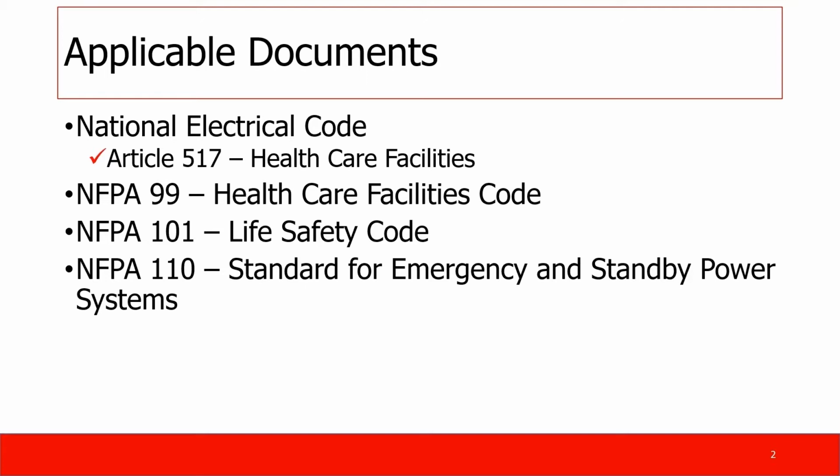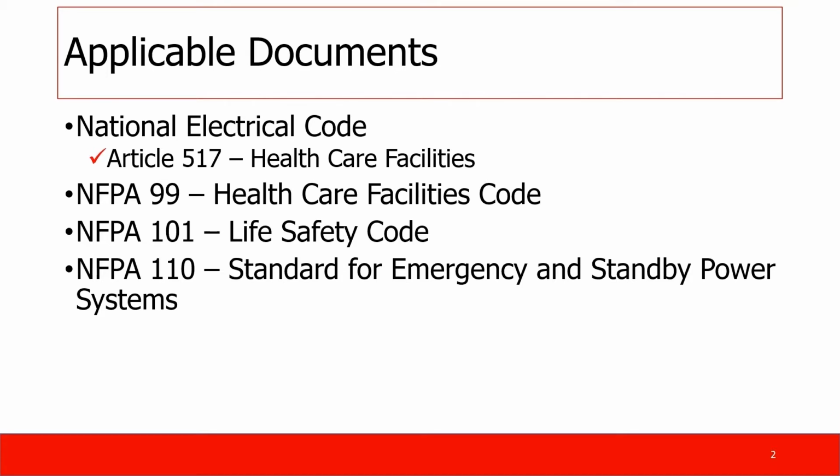A lot of this, if you've been involved deeply in Article 517 or healthcare facility applications over the last 10 years, you know that there's been a strong influence, which there always was, but even more so from the Healthcare Facilities Code, NFPA 99. So that always is a large part of it. A lot of what's in Article 517 today is extracted from NFPA 99.